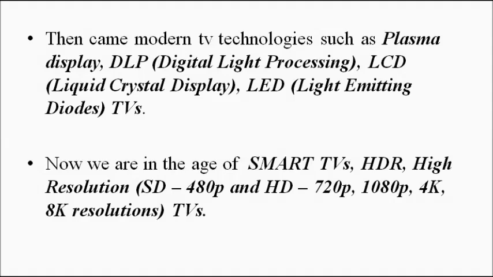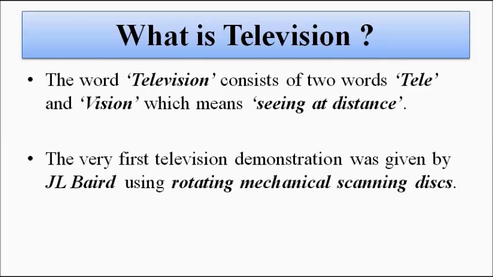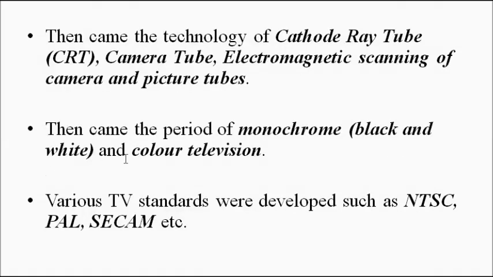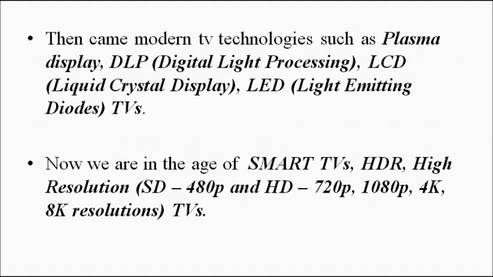So this transition from the first working demonstration to this smart TV age, all this is very important from the point of view of electrical and electronics engineering. So all of this will be very important, but we will start with monochrome, black and white television, then we'll go to color television, and then we will discuss all of these new age technologies, because we have to always start from the basics. If we directly start from all these new technologies, then it will be a little bit confusing. So we have to start from the ABC and then proceed up to XYZ.